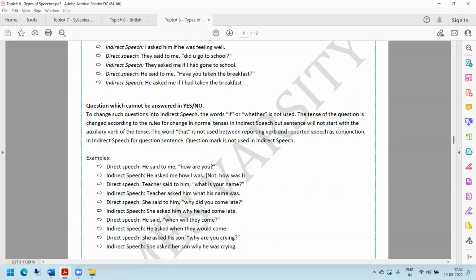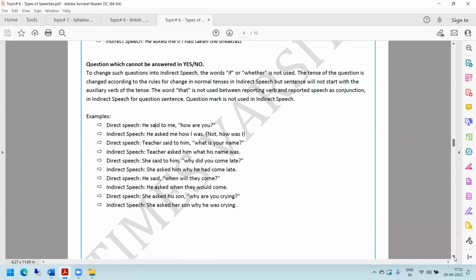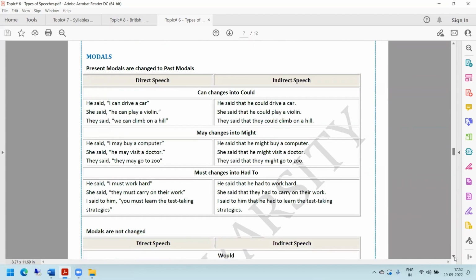Direct speech: He said, "When will they come?" Indirect speech: He asked when they would come, because instead of will, would is used for future tense. Direct speech: He asked his son, "Why are you crying?" Indirect speech: She asked her son why he was crying. All right. So that's for WH questions.